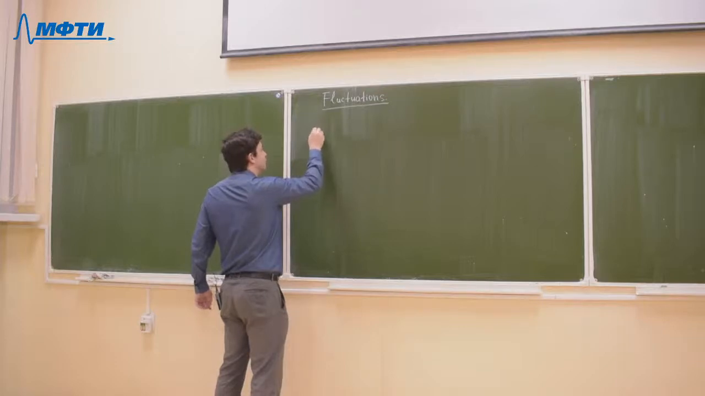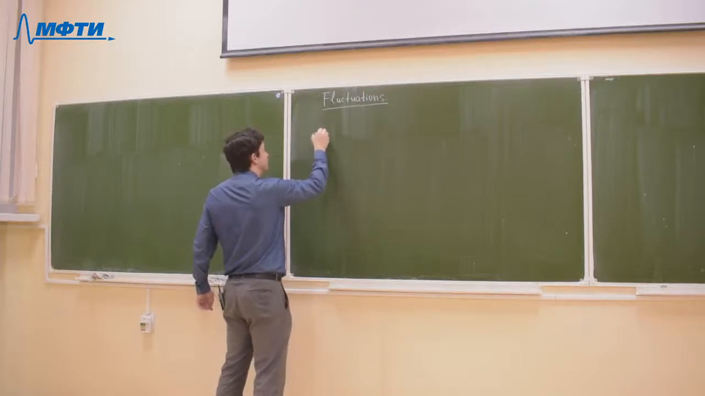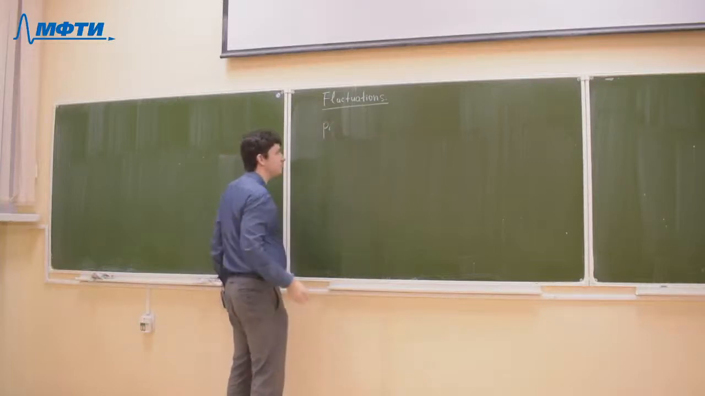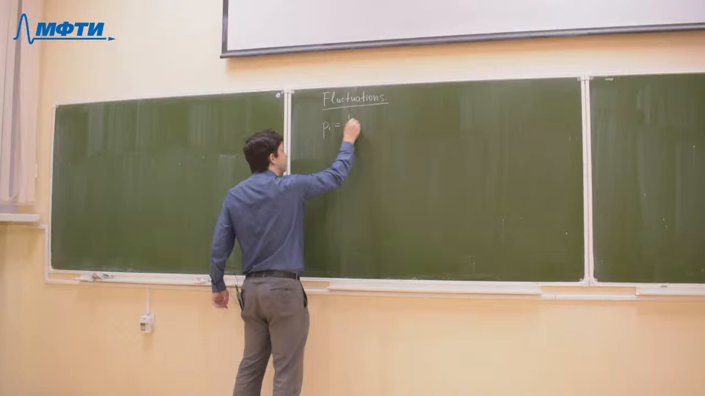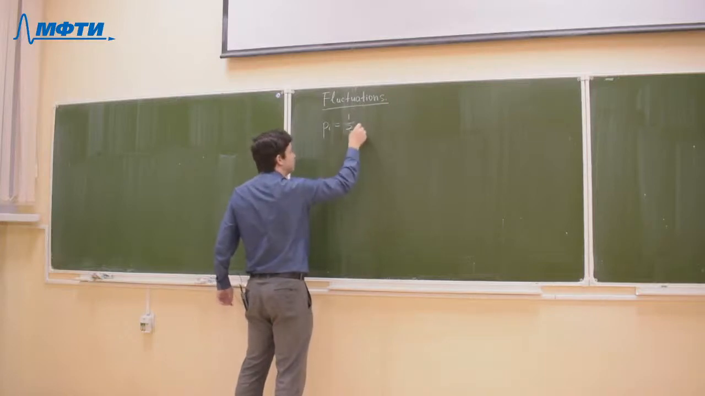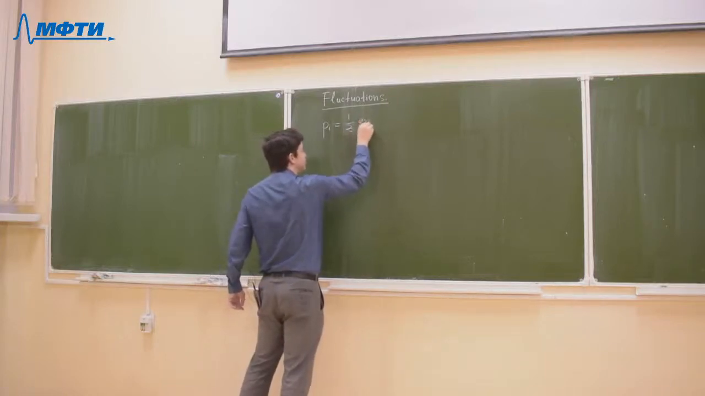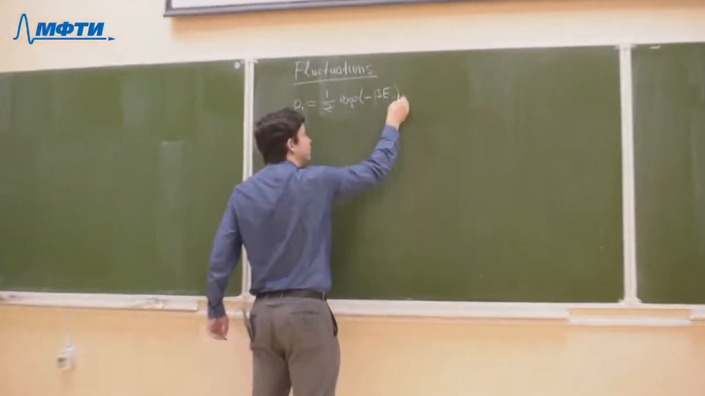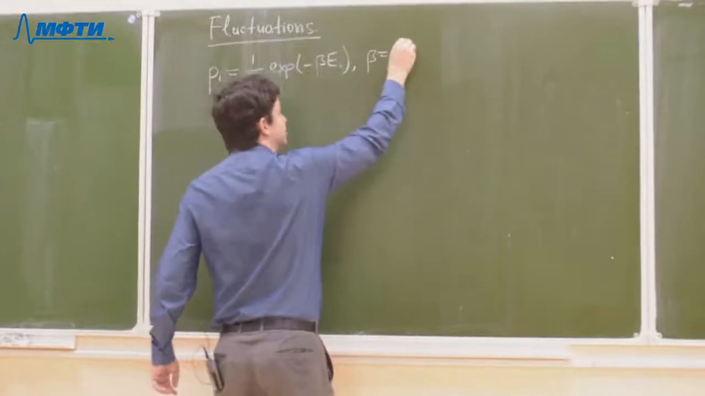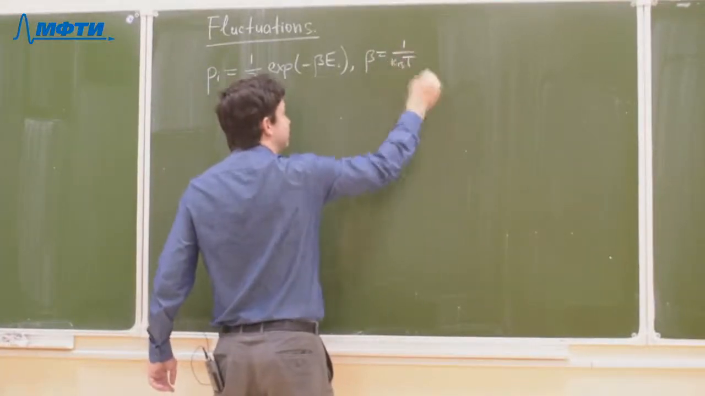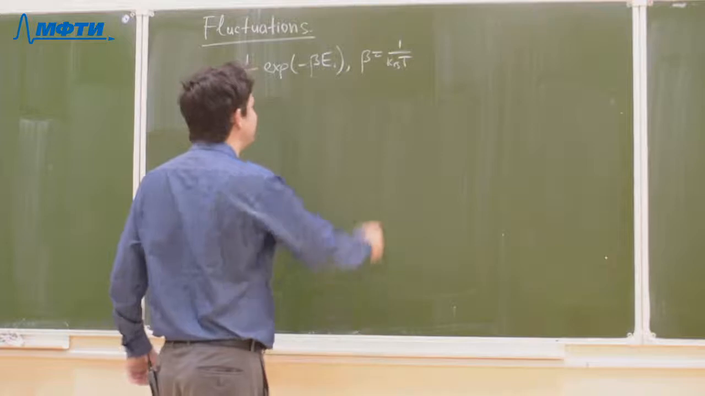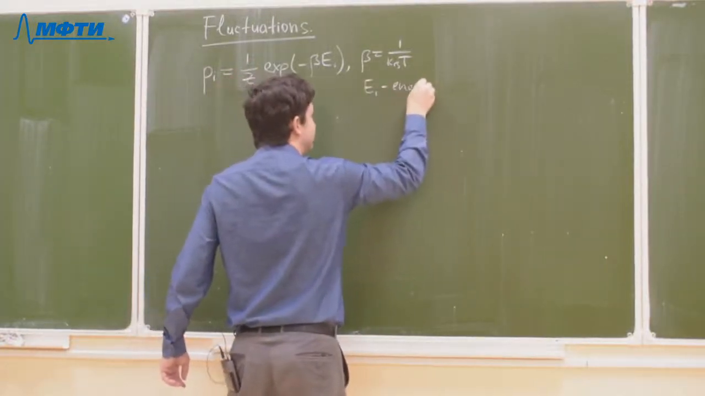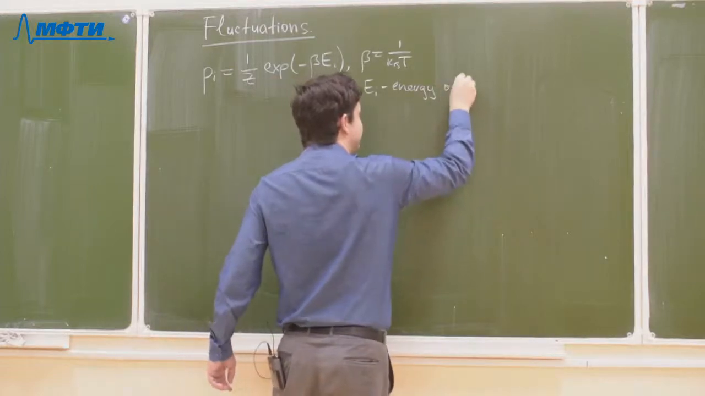So for the Gibbs distribution, we know that the probability for a certain state I to be occupied is given by the next formula. This is 1 over z multiplied by an exponent of minus beta EI, where beta is 1 over kBT, a reciprocal thermal energy, and EI is the energy of the state.